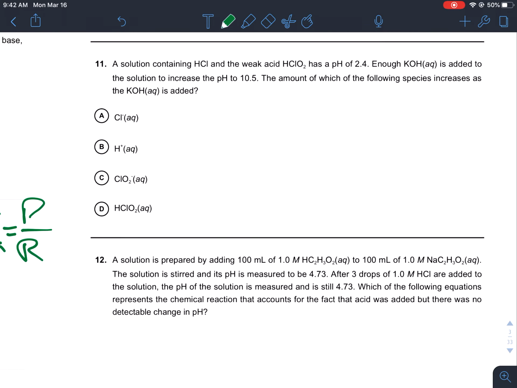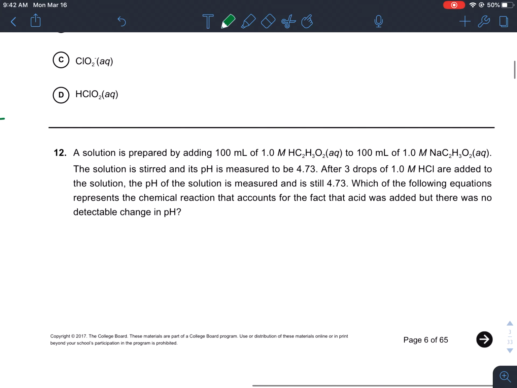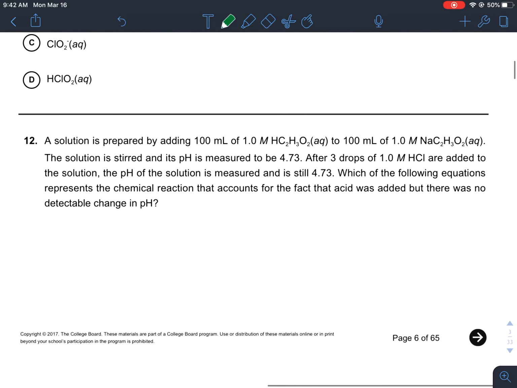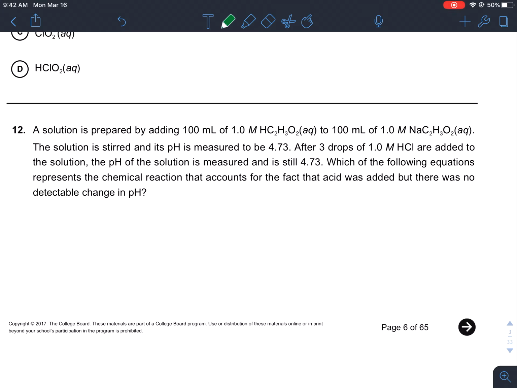All right, a solution is prepared by adding 100 milliliters of 1.0 molar acetic acid to 100 milliliters of 1.0 molar NaC2H3O2. The solution is stirred and its pH measured to be 4.73 after 3 drops of 1 molar HCl are added to the solution. The pH of the solution is measured and is still 4.73.